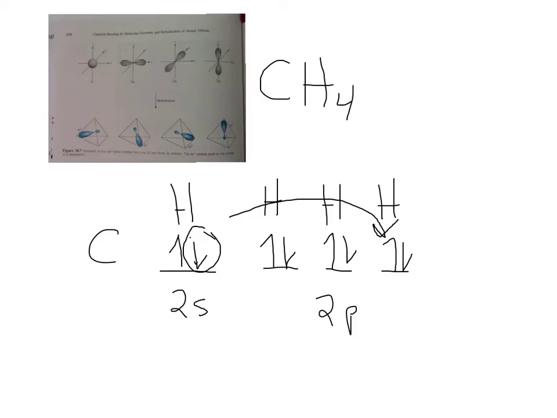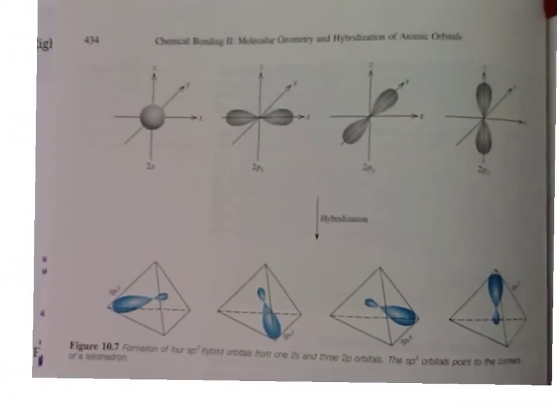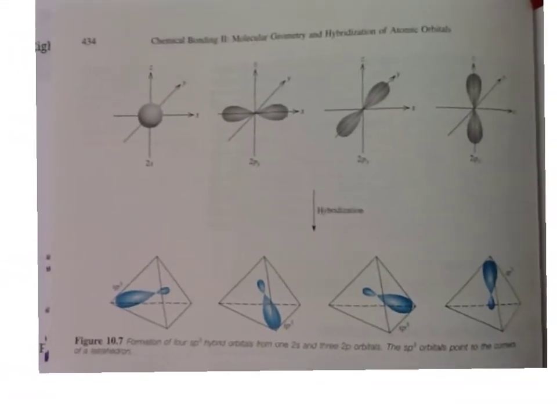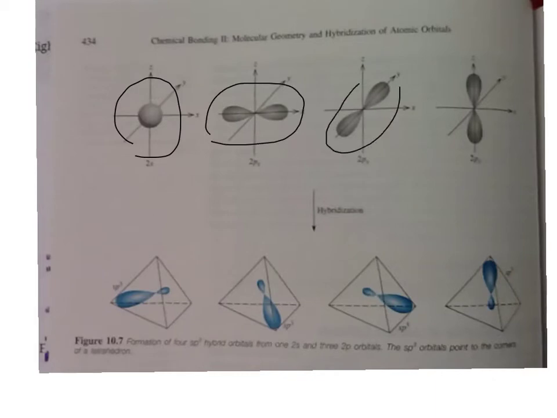The problem is this, though. There are some problems associated with this. If we look at this picture, we see that the s orbital in our carbon atom looks like this, and the p orbitals look like this, oriented on the x, y, and z axes. That means those p orbitals are at 90 degrees to each other, while the s orbital is a sphere, which is everywhere, of course. So why is that a problem?